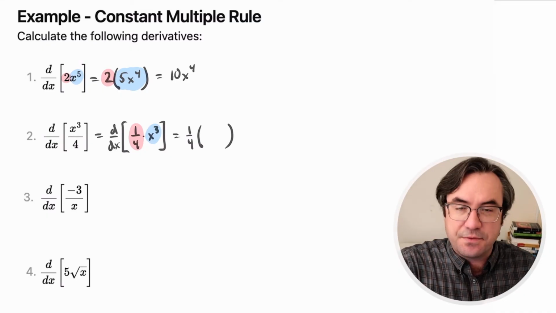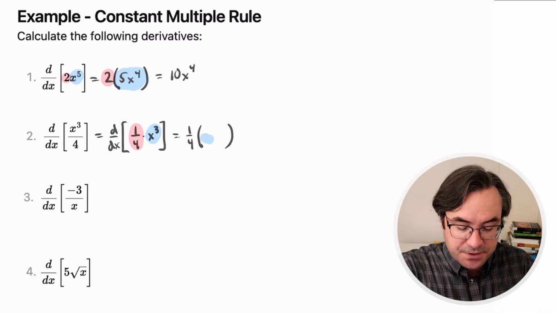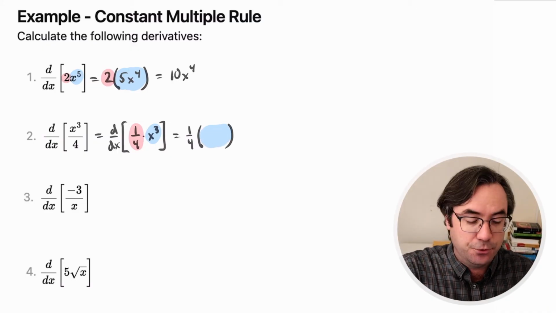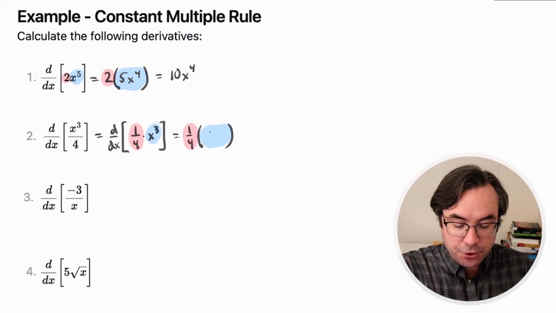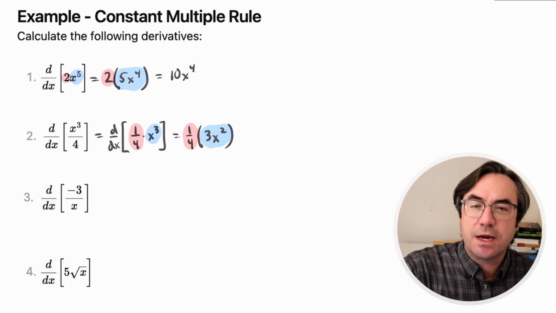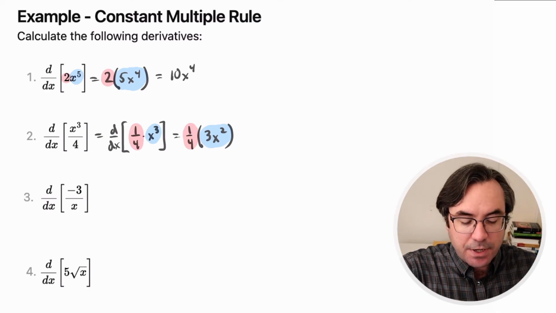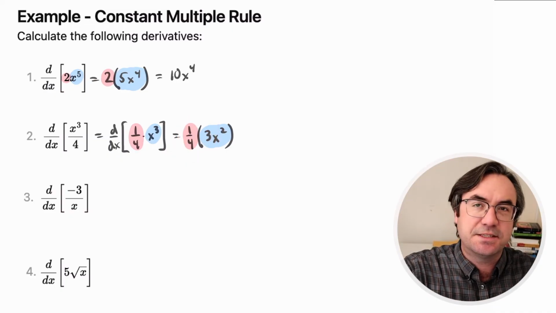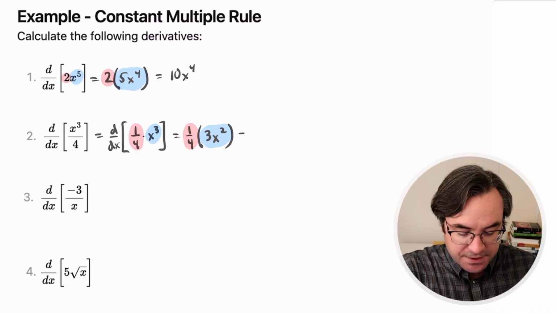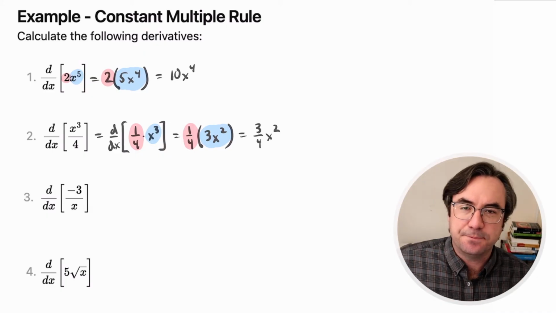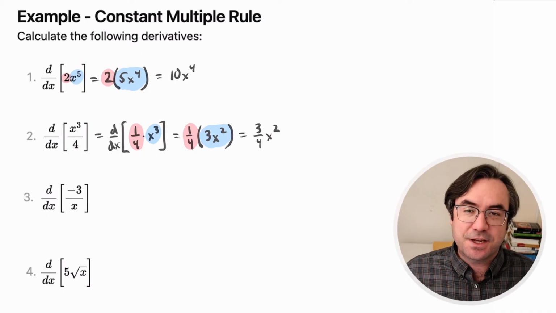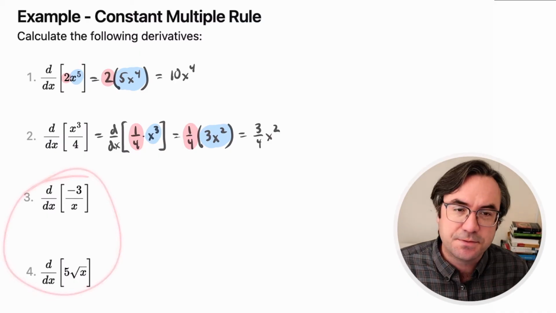Then let's throw down some parentheses, and inside those parentheses we're going to compute the derivative of x cubed, the variable piece. Derivative of x cubed: we bring down the 3, put it in front, keep x, and then subtract 1. It's perfectly fine to leave it like this, but usually a good idea to multiply those constants together. In this case, we get 3 over 4 with our x squared. All right, so that's the constant multiple rule. We'll save these other ones for class.